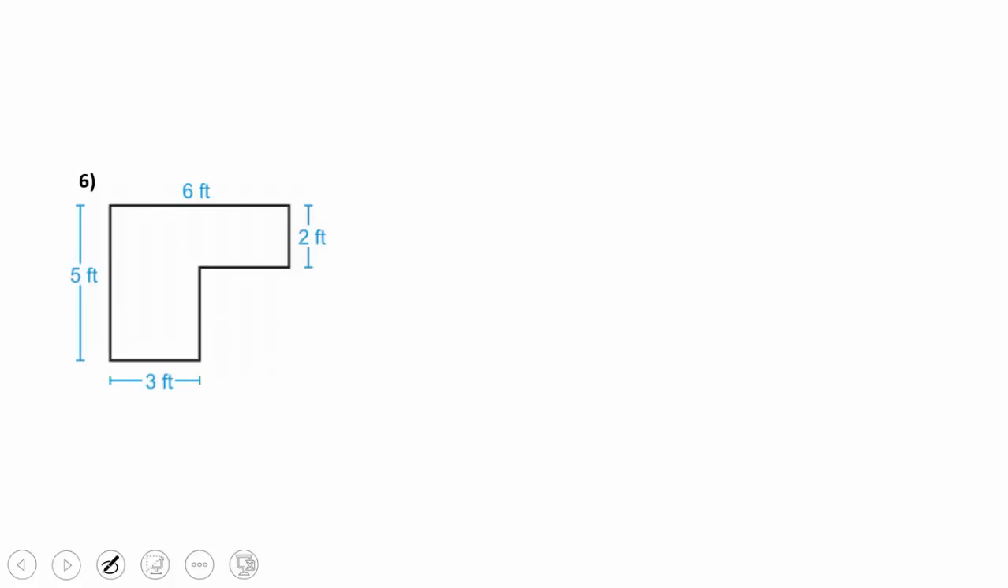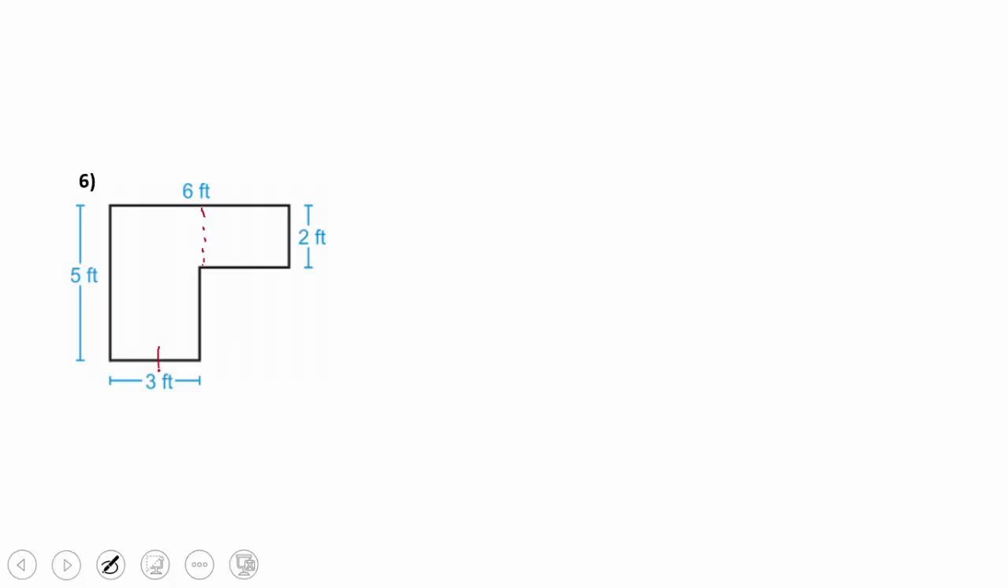Moving right along. Here's a very basic shape. Ladies and gentlemen, look, we can break this up here and make 2 rectangles that way. Or we can break it up here, make 2 rectangles that way, and that would be very helpful later on when we're doing area. But right now, once again, it's perimeter. So let's get busy with our perimeter.